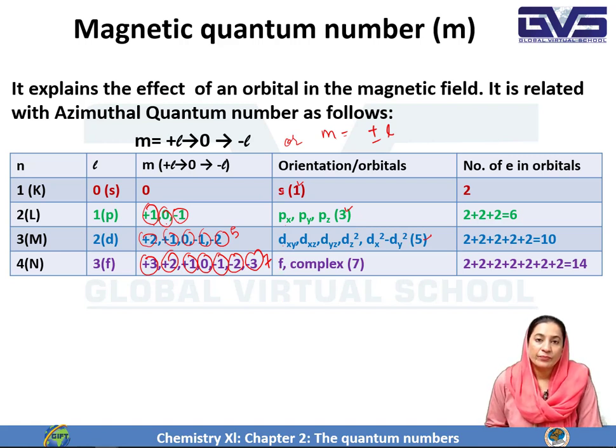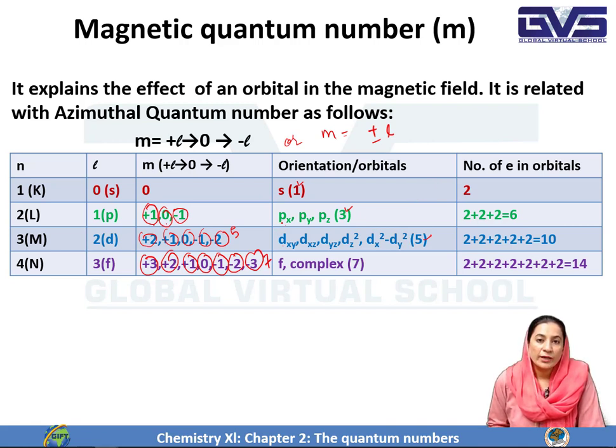S has its shell, subshell and orbital, while P has 3 orbitals, D has 5 orbitals, F has 7 orbitals. And we can calculate the number of electrons in these orbitals. Every orbital, not subshell, every orbital has maximum 2 electrons. So S has 2. We have already calculated in previous quantum numbers, S has maximum 2 electrons.